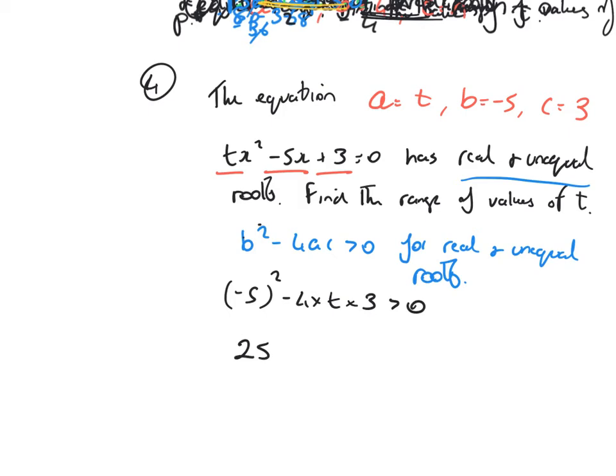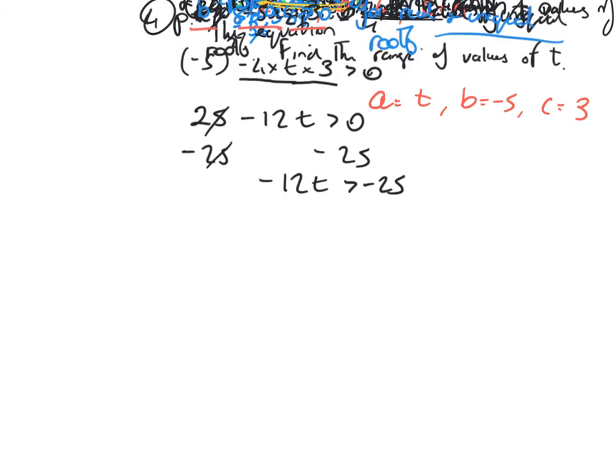Minus 5 squared is 25. Okay, I've got minus 4 times t, which is minus 4t. Minus 4t times 3 is minus 12t, is greater than 0. Let's solve the inequality. 25 off both sides, minus 12t is greater than minus 25. I'm now going to be dividing through by a negative, so I'm going to flip the inequality around. Two negatives cancel out. Have a quick check. Can I simplify it? No, I can't. So final answer, t is less than 25 twelfths.